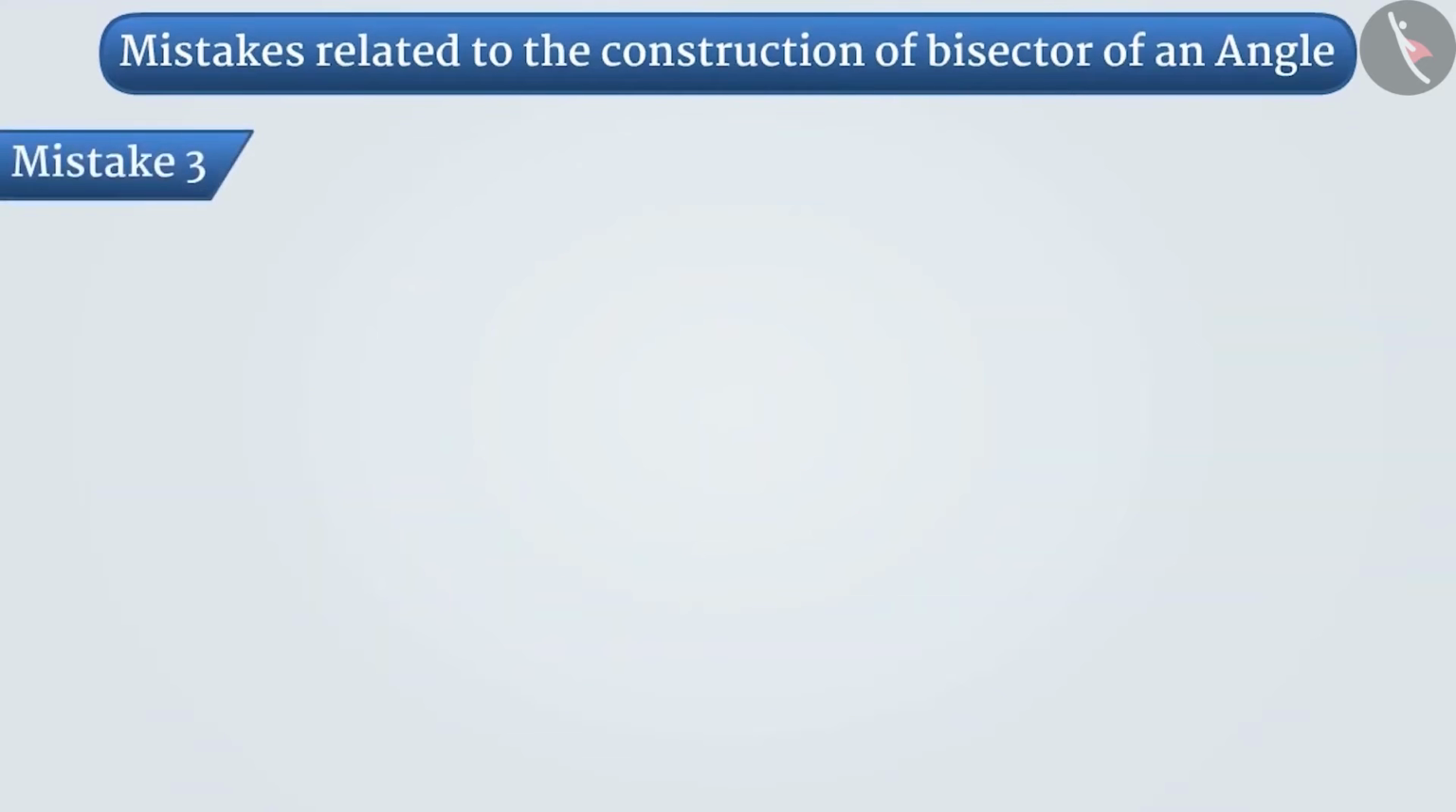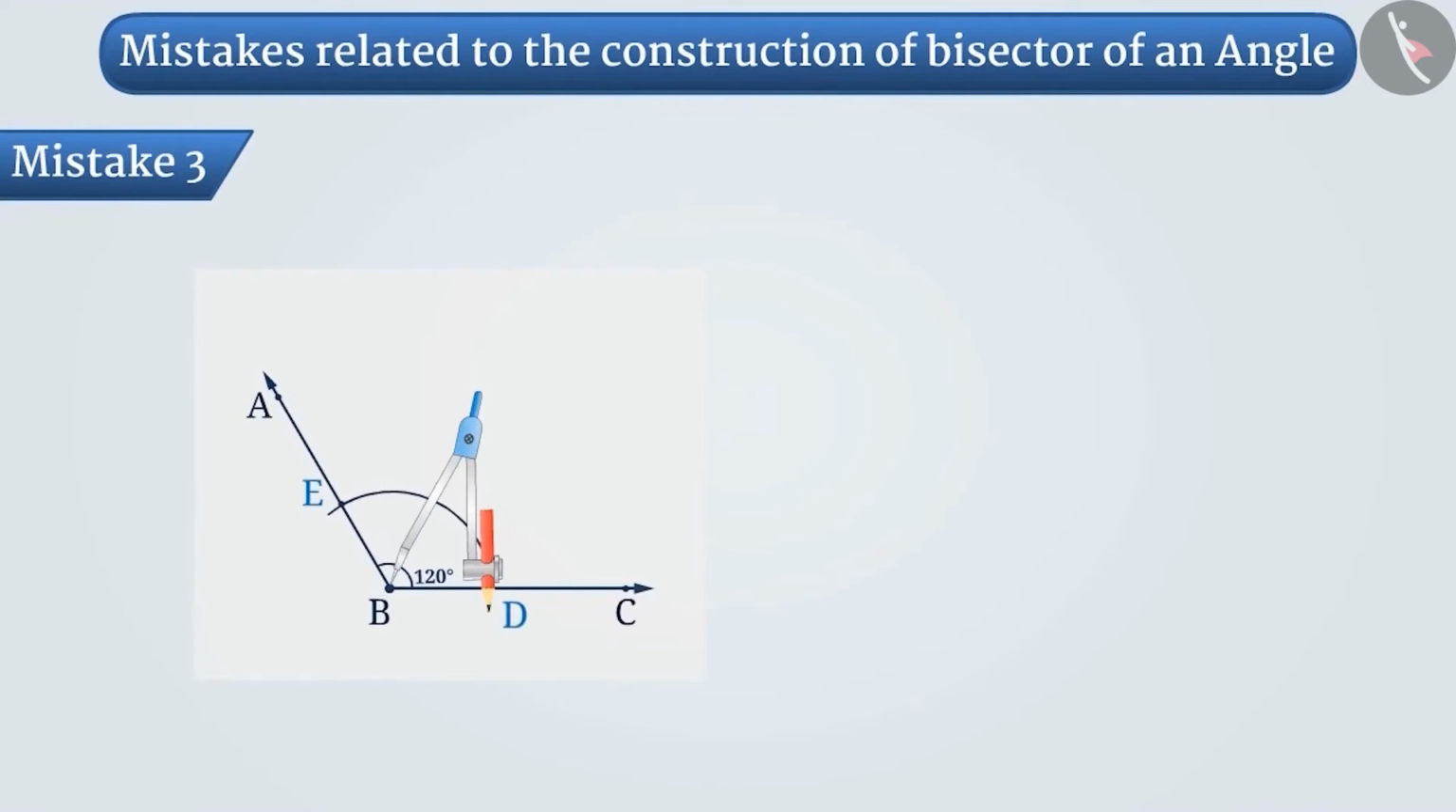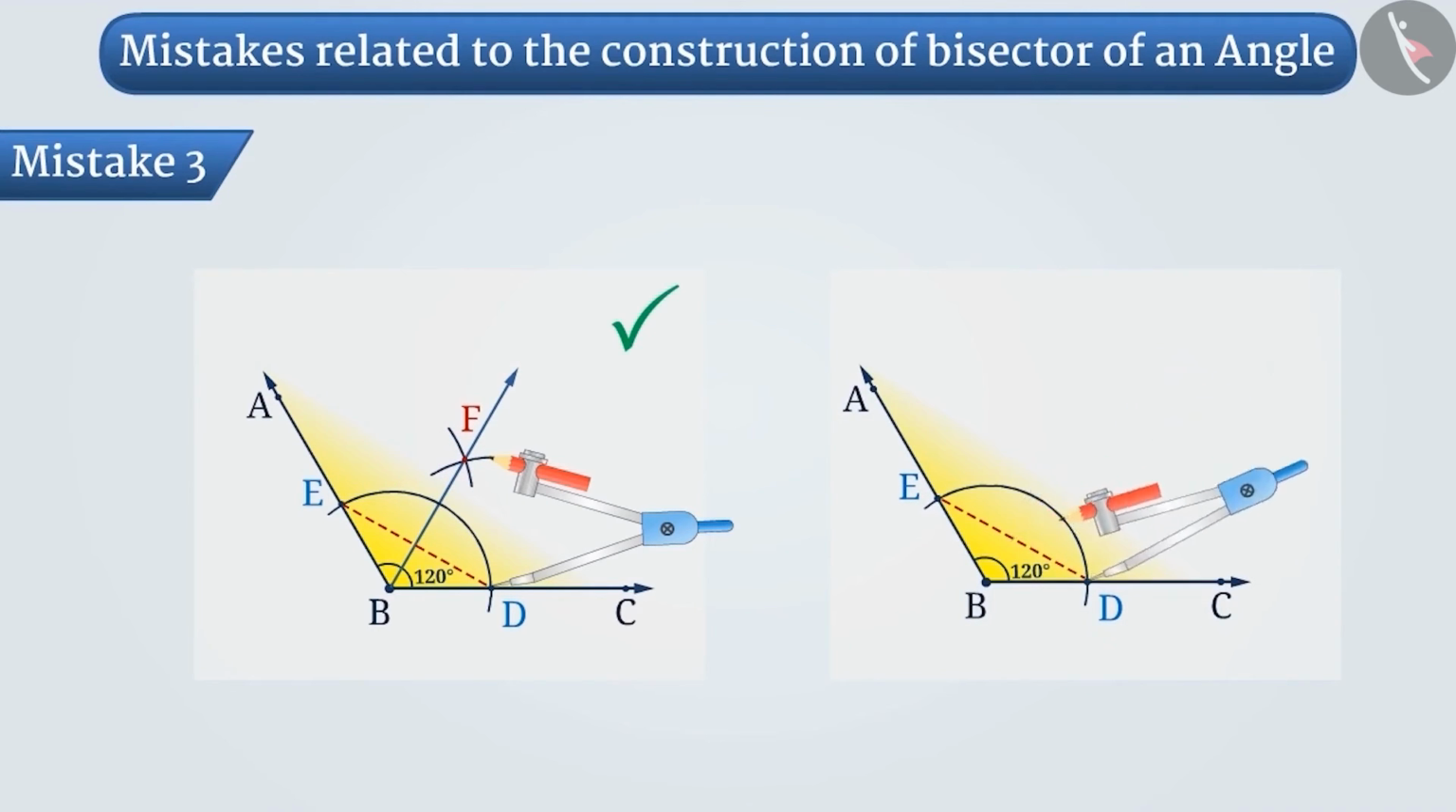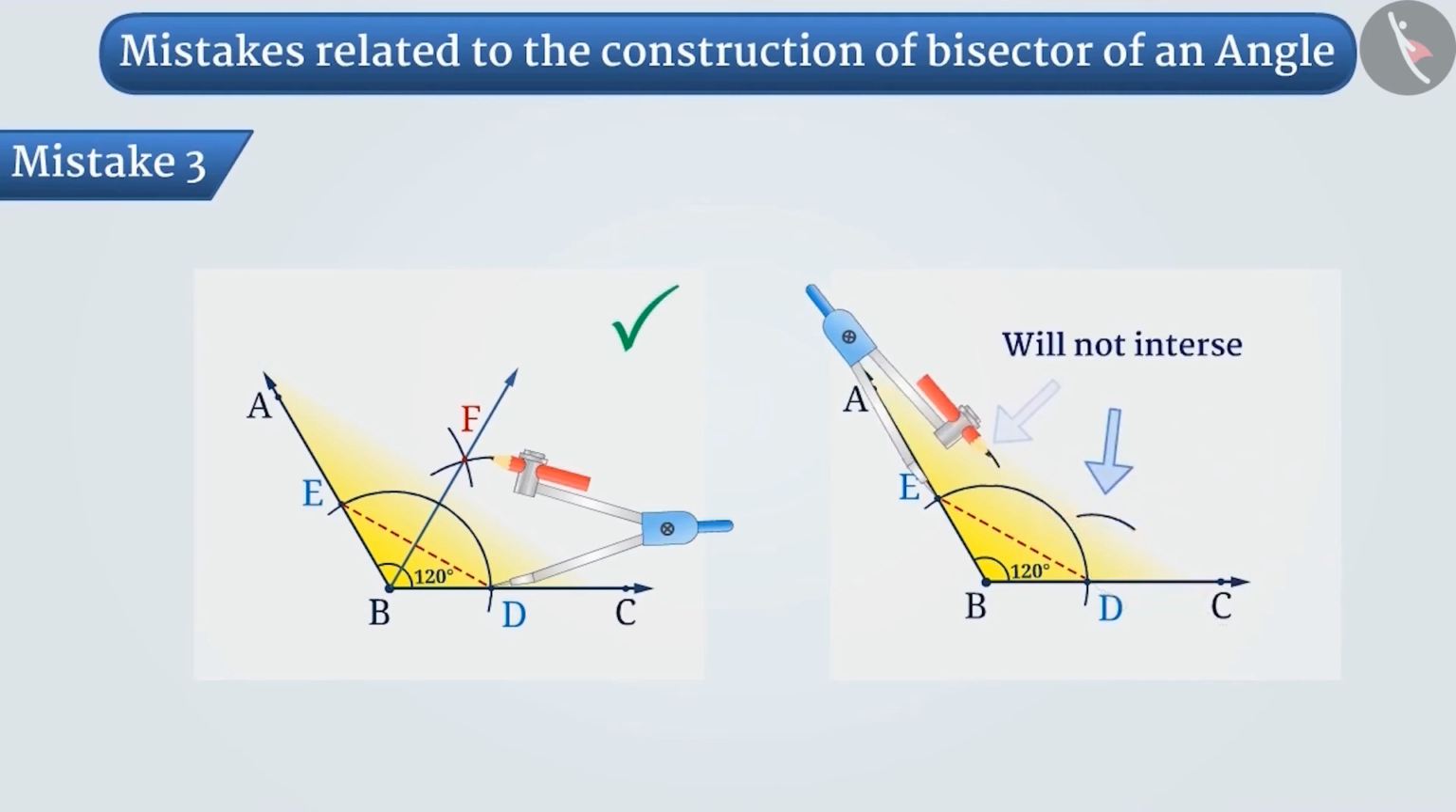Mistake 3. Some students fail to understand why it is necessary to take more than half the distance of the intersection points as radius after drawing the initial arc that cuts the angle ABC. Keep in mind, this is necessary so that the two arcs formed from the points of intersection of the arms intersect each other in the interior of the angle. If the distance is kept less than half, the arcs will not intersect.